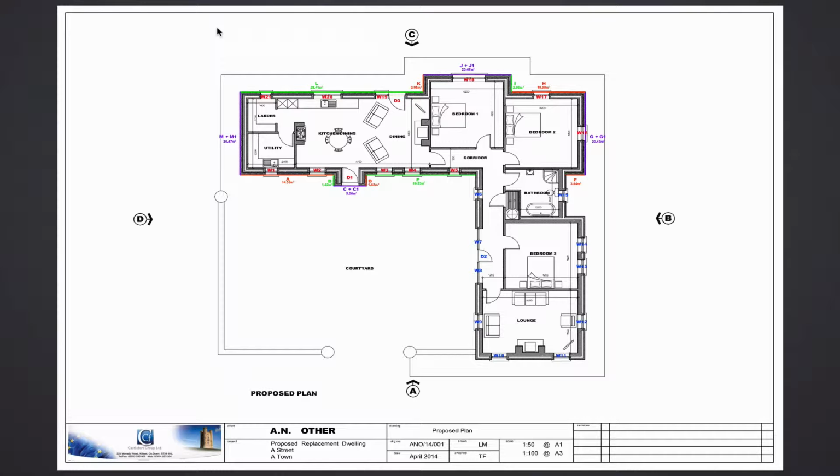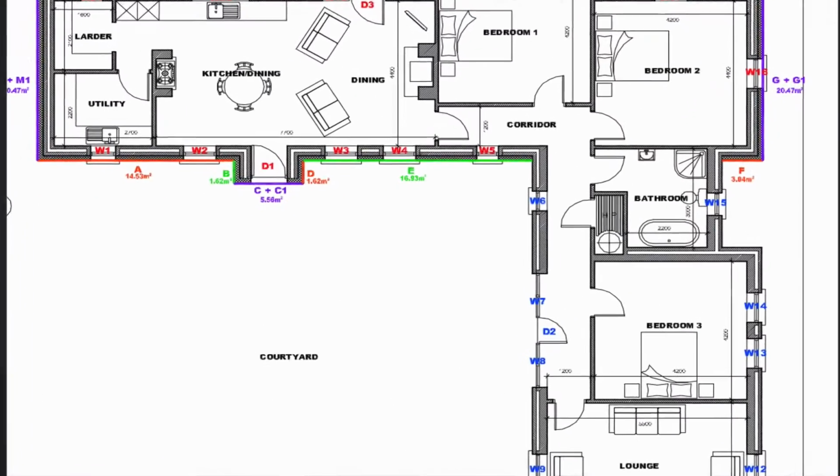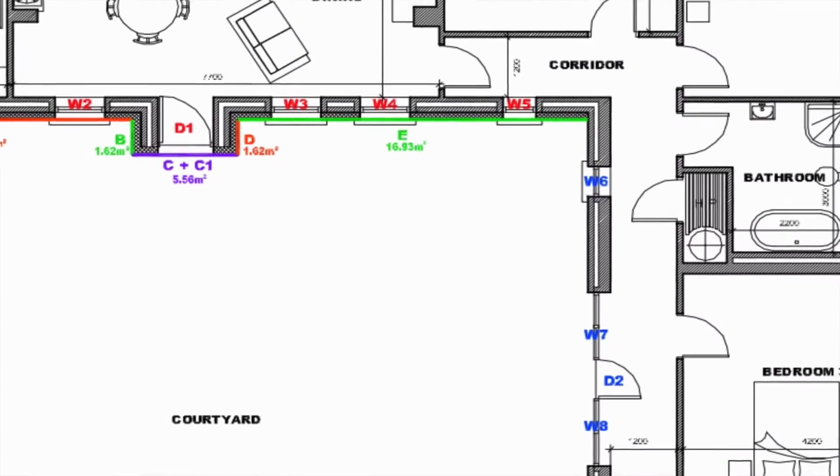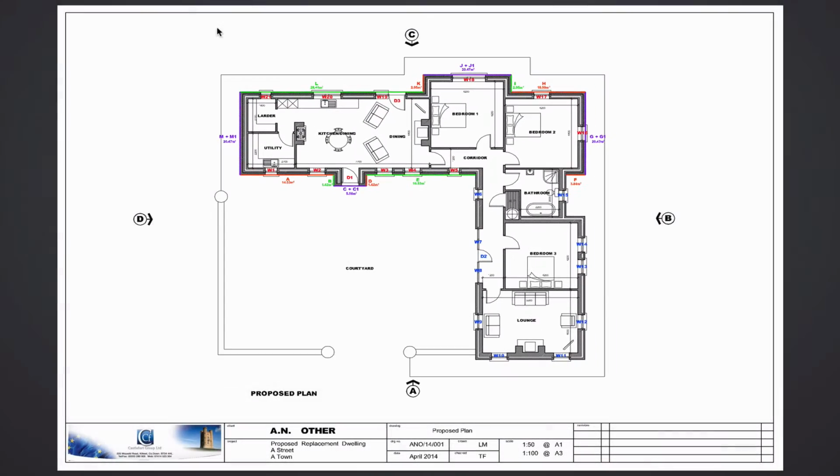Here are the floor plans as modified by Castleford Consultants. On these floor plans, you will notice we have labelled the exterior stone wall areas in various colours and letter references. These colours and letters correspond with the colours and letters on the elevation drawings.